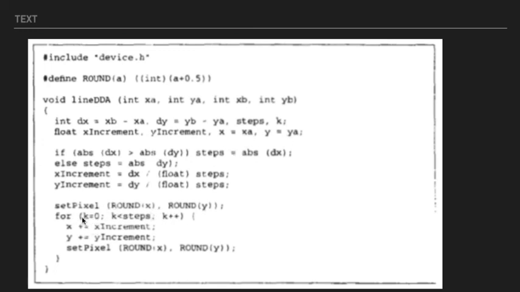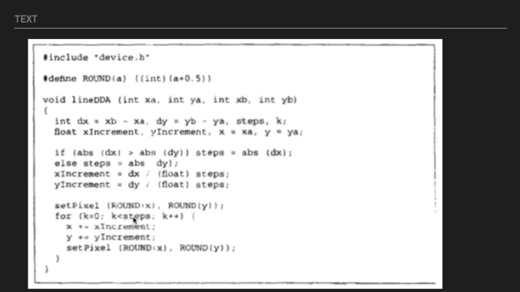So using this command, the first position will be xa, ya. Then for the next position, you are going to increment the value of x and y with x increment and y increment correspondingly, and you are going to display that particular x and y value, and it continues until the value of k is equal to the value of steps.